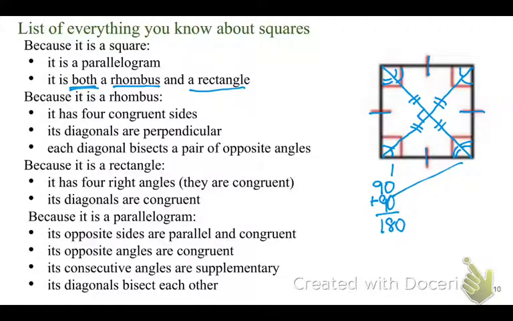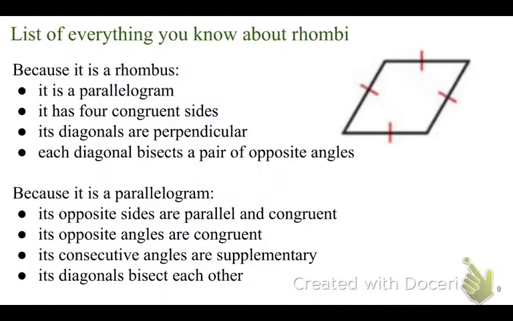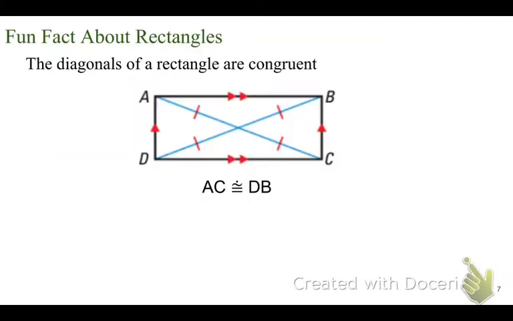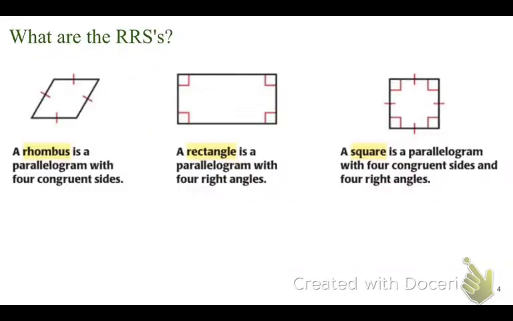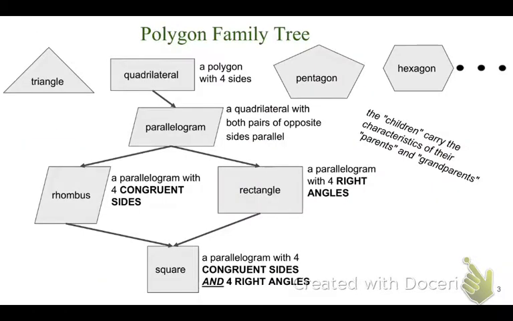So let's go back to our map, our family tree, just to kind of anchor that. So here's our family tree. And way down here is the square. The child is the square. And it inherited its 4 congruent sides from the rhombus, and it inherited its 4 right angles from the rectangle.